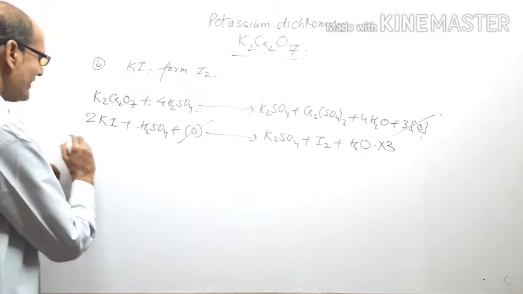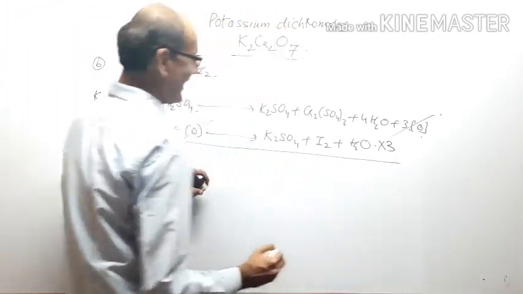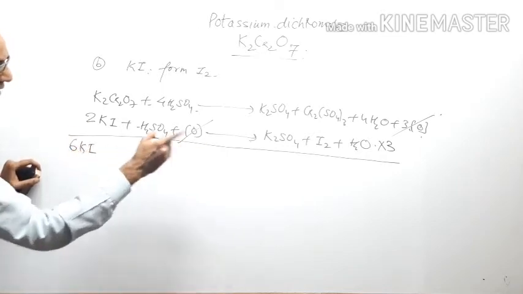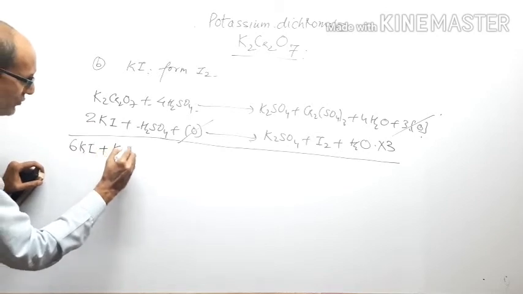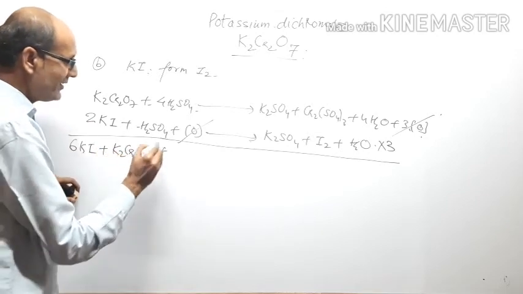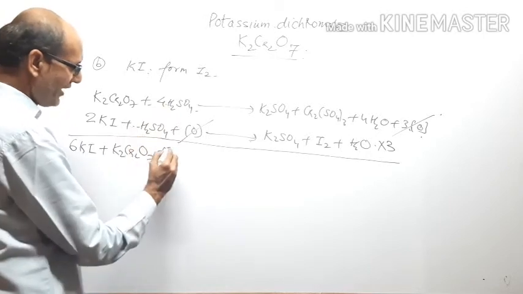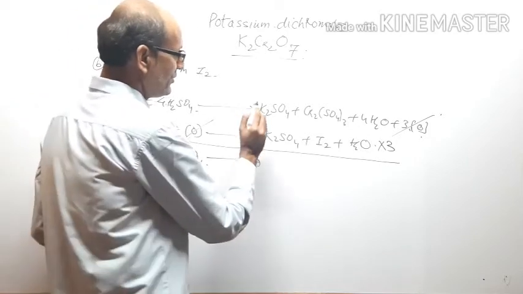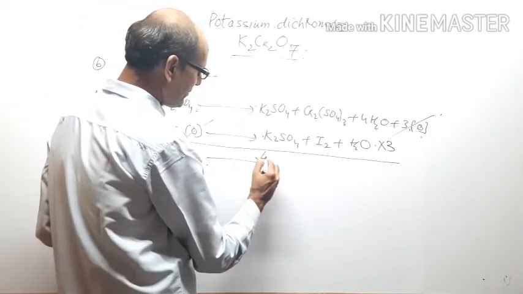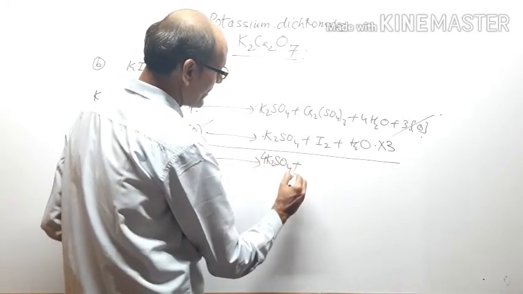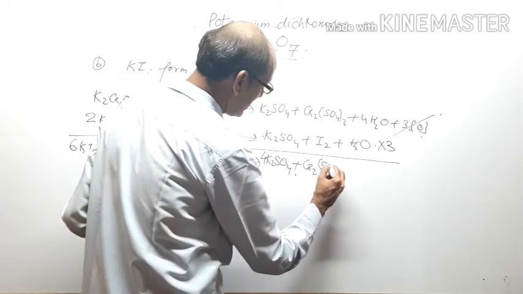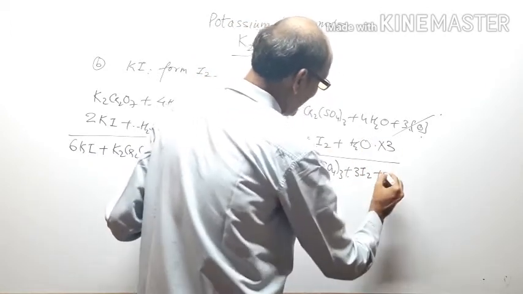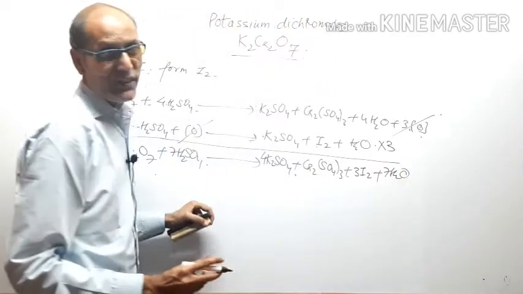And now, on addition of the reactions, you will get 6 KI, because we are multiplying by 3, plus K2Cr2O7 plus 4H2SO4 and 3H2SO4, that is 7H2SO4. So we will get 3 K2SO4, that means 4 K2SO4, plus Cr2(SO4)3 plus 3I2 plus 7H2O. Okay, students.